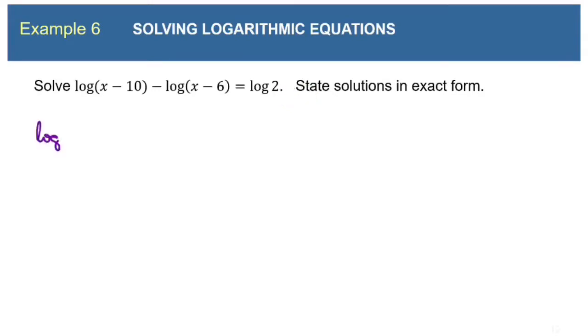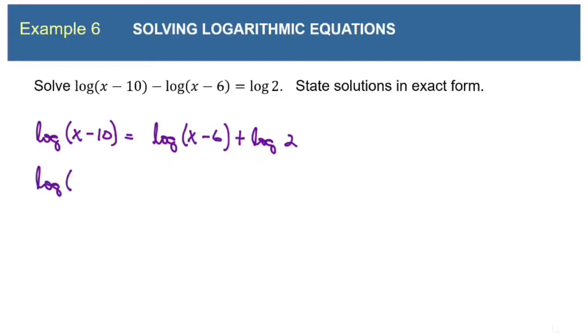So that will give us log of x minus 10 equals log of x minus 6, so we just move this over to the right and it becomes positive, plus log of 2. Now we can use our product rule for logs right here. And so we will condense these two terms into one. So that's going to give me log of x minus 10 equals log of this times this. So I'm going to write log of 2 times x minus 6.